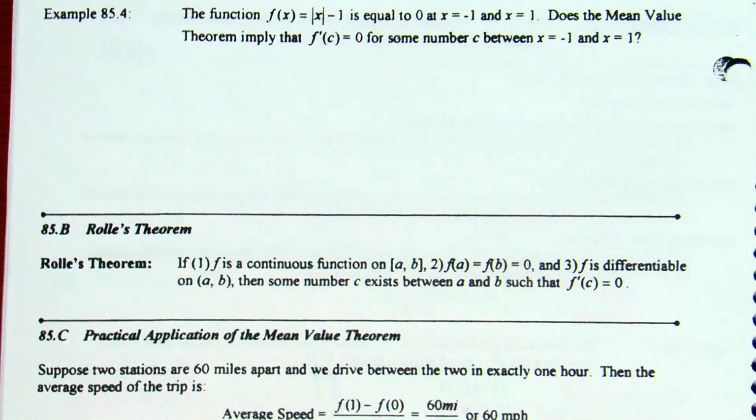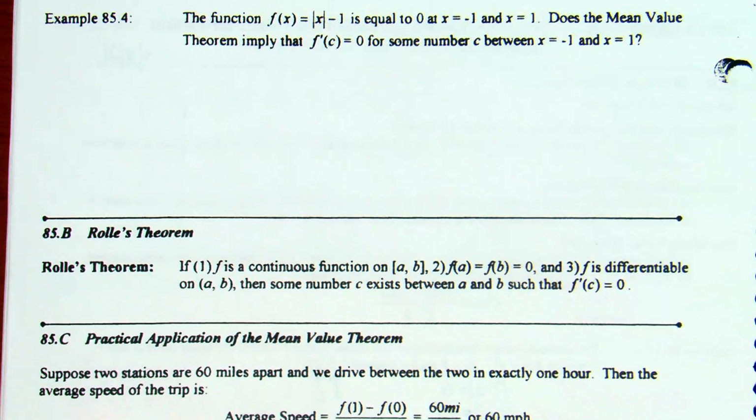Function f of x equals absolute value of x minus 1 is equal to 0 at x equals 1 and negative 1. Does the mean value theorem apply to f prime of c equals 0 for some number c between x equals negative 1 and x equals 1? What are your thoughts?